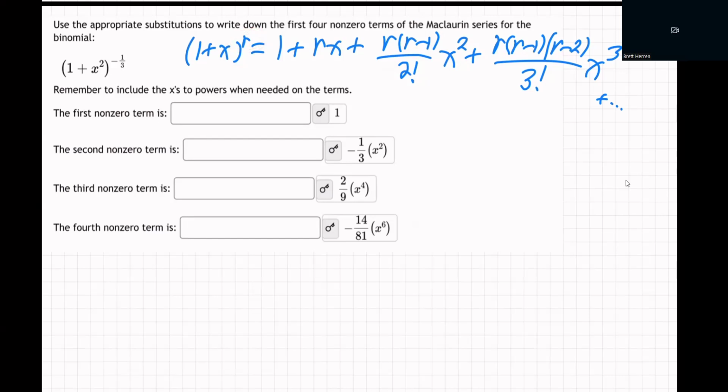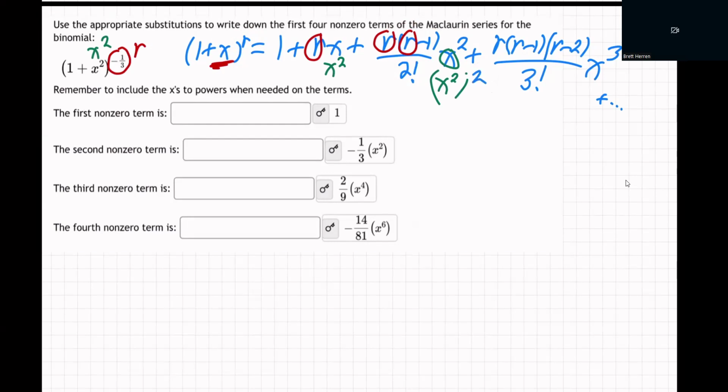Well, now here's the r power. R power is negative 1/3. So everywhere we've got r, those are going to become negative 1/3. And then instead of x right here, we're plugging in x squared. So everywhere you have x, you're going to put x squared. And this will be x squared squared. That x will become x squared. Tracking with me? Is that making sense?